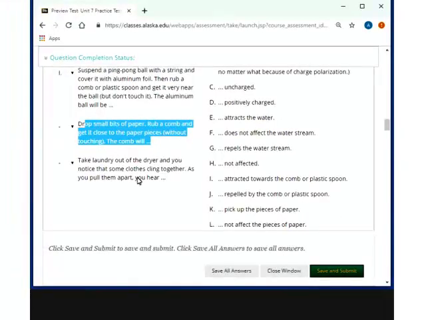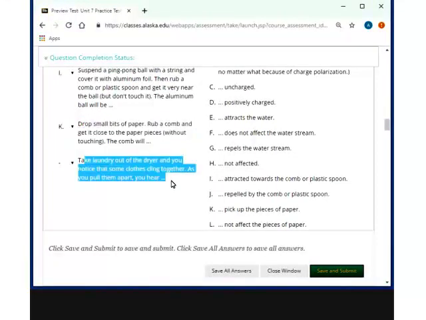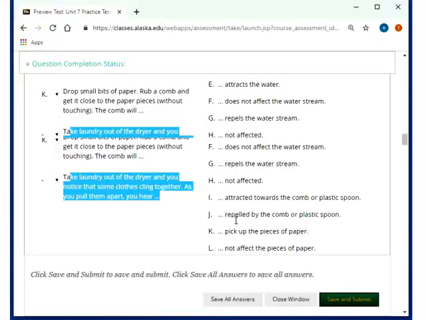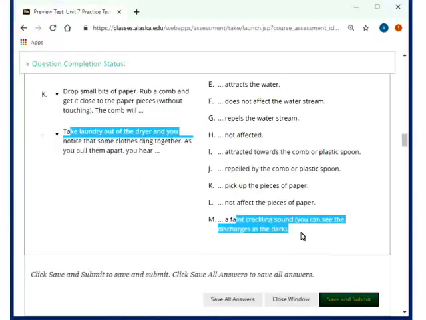Take laundry out of the dryer, and you notice some clothes cling together. As you pull them apart, you hear crackling noises. Let's see what that one is, a faint crackling noise. And if you do it in the dark, you can actually see discharges.